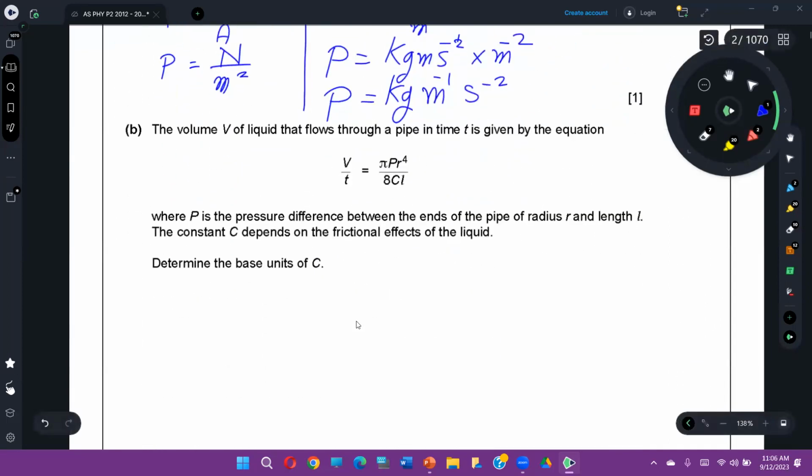Now read the question. The volume of liquid that flows through a pipe in time t is given by the equation. The equation is in front of you, where P is the pressure difference between the ends of the pipe of radius r and length L. The constant C depends on the frictional effects of the liquid. Determine the base units of C. Please look at the screen.